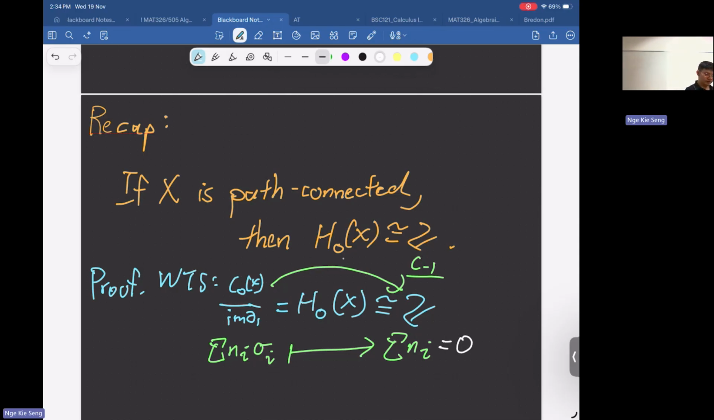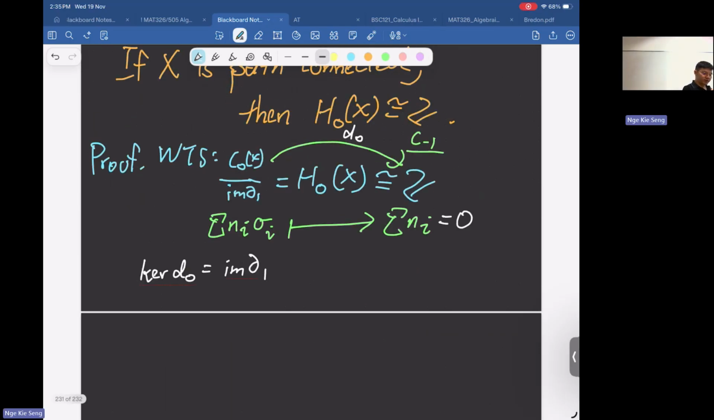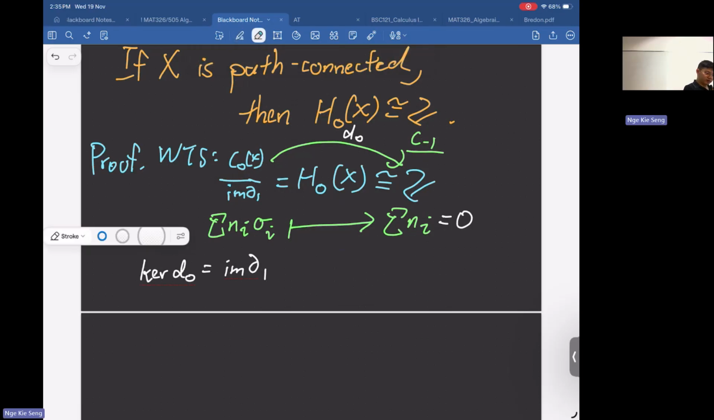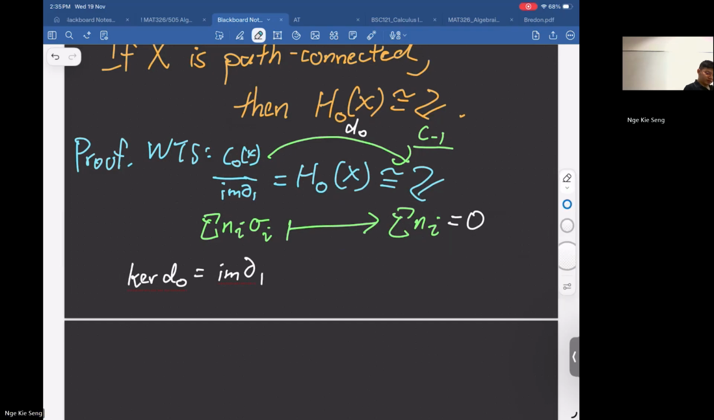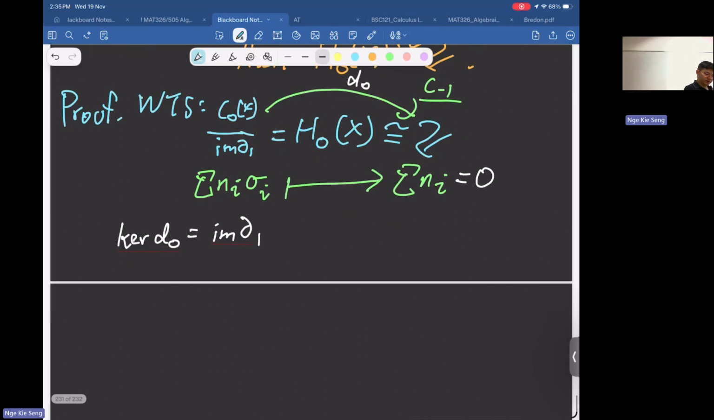You want to show that the kernel of this map here, maybe call it D0, is equal to the image of delta. So how do we prove this? We pick a base point in X, X naught. So we got an X naught here, and then we apply, suppose, okay, let's suppose first.